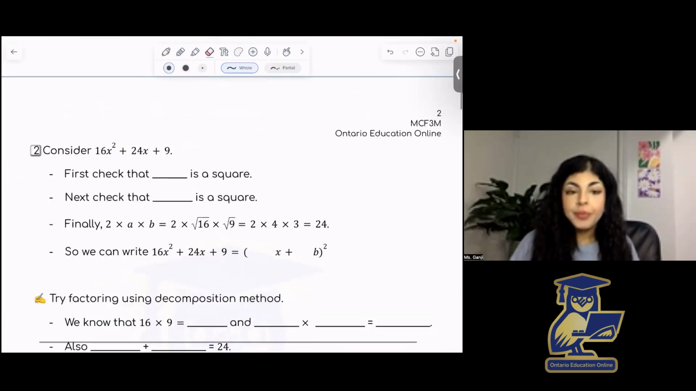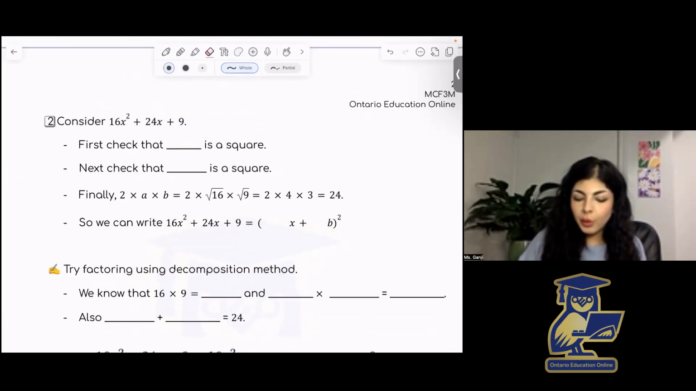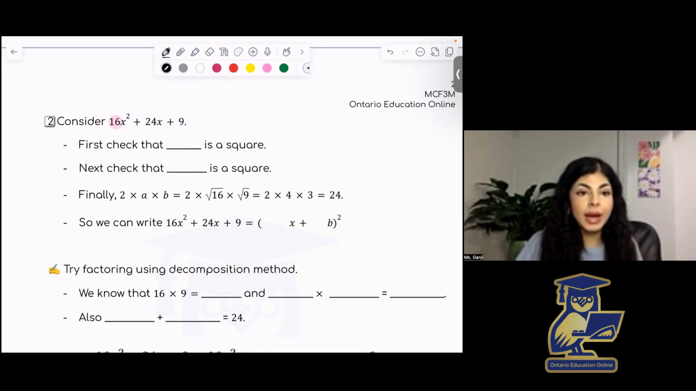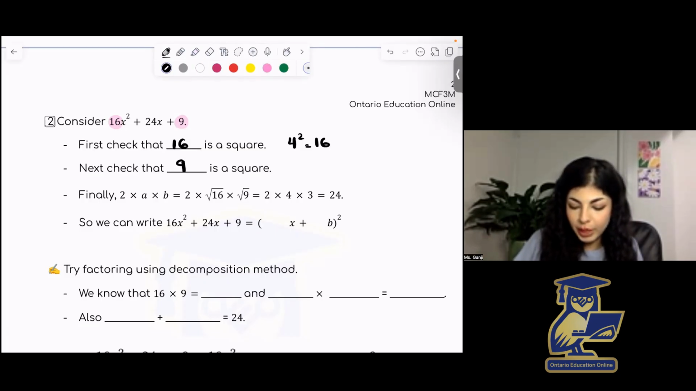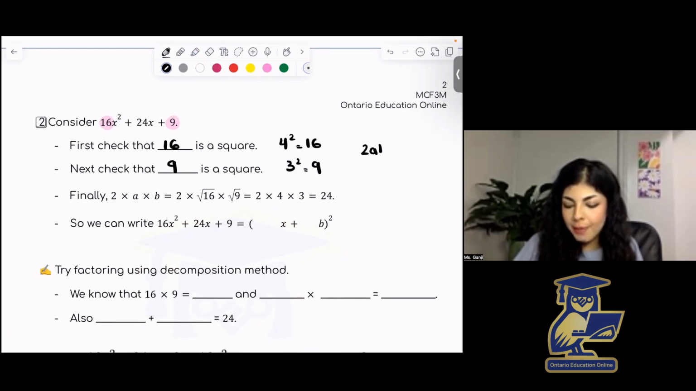So consider 16x squared plus 24x plus 9. First we're going to check if the coefficient of x squared is a square. You should recognize that 4 squared is 16, so yes, it is. Next, we check if the constant term c, which in this case is 9, is a perfect square. And again, 3 squared equals 9, so it is. Now, we're going to check if that middle term is 2ab.